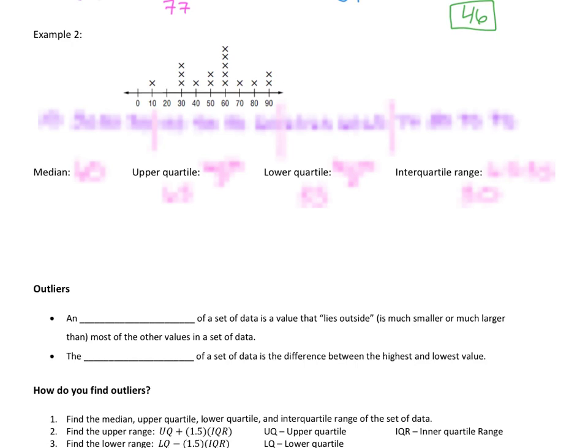And so my median was 60. Then after that, I'm going to find the middle of my upper and the middle of my lower, and I have to average again with those. So I got 65 and 35. So my interquartile range was 30.